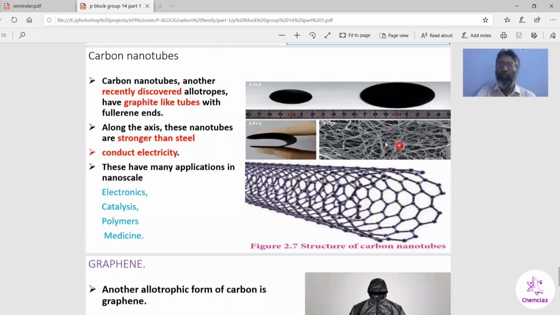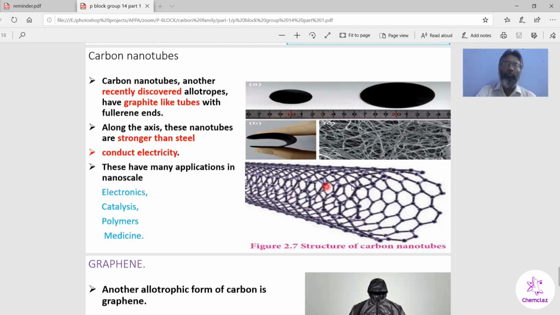And this one is fiber form. This one is a sheet-like structure, and this one is a fiber-like structure. So both contain the internal arrangement of a tube-like hexagonal structure. Its uses: this is also a good conductor of electricity because it contains free electrons.